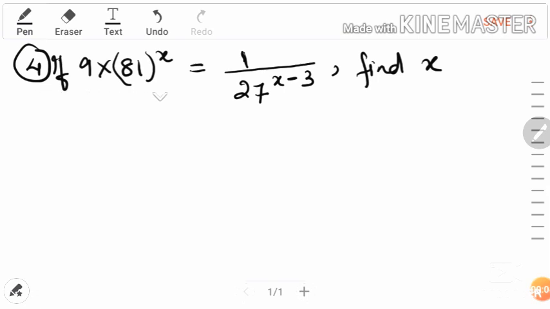Question 4 is a slightly different problem. Here we need to find the unknown variable. So in this type of problem, the idea will be to make the base number on the left side and the right side of this equation the same, so that we can equate their powers and form a linear equation in one variable and then solve that equation to get the value of x. So let us look at the solution stepwise.